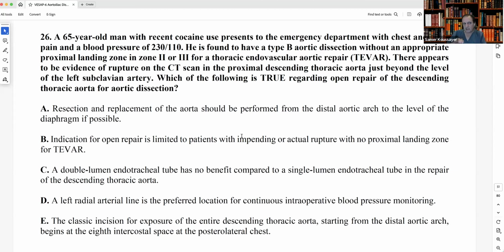So it doesn't mean that it doesn't have a landing zone in 2 and 3 that if it's open, you have to go to zone 0. No, you can still go distal subclavian. Zone 2 and 3 is not good for endo, but that doesn't mean it's not good for open, because in open you take big stitches and big bites, so this is not an issue. But the problem, he said, is you have to go all the way to the diaphragm.